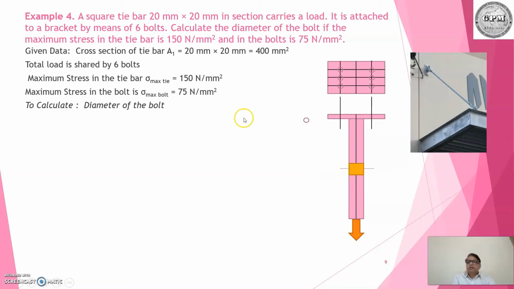In this problem, what are the things he has given? Just go through that. Maximum stress in the tie bar is 150 Newton per mm square, and the dimension is also given. With the given dimension, that is the square section, the resisting area, multiplied by the stress, what will you get?